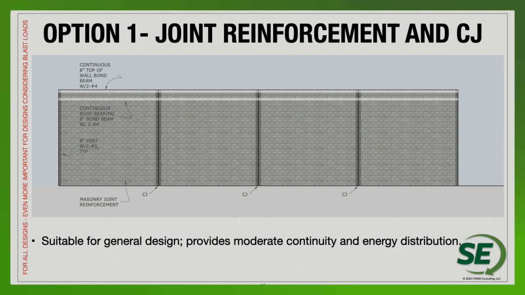So what does that look like? Again, option 1 is just our standard masonry wall, regular control joints, a minimal amount of horizontal reinforcement in our designs. So it's suitable for general design, provides some moderate continuity and energy distribution. I mean, it's certainly a very valid form of doing masonry wall design.